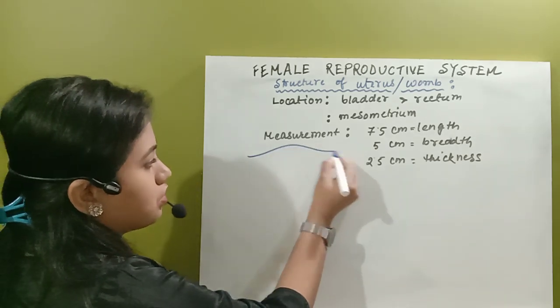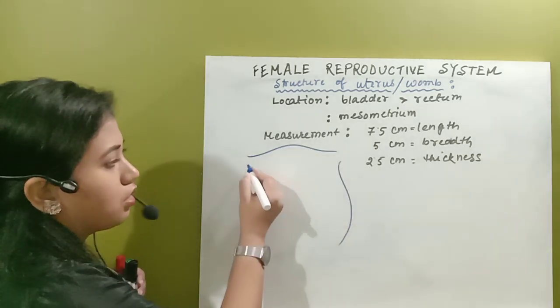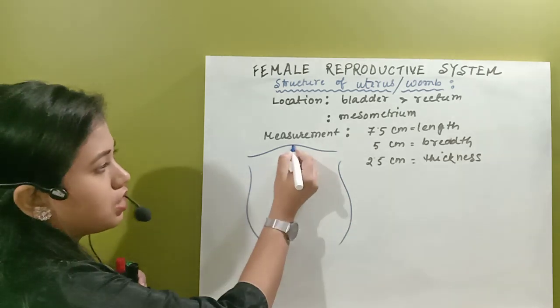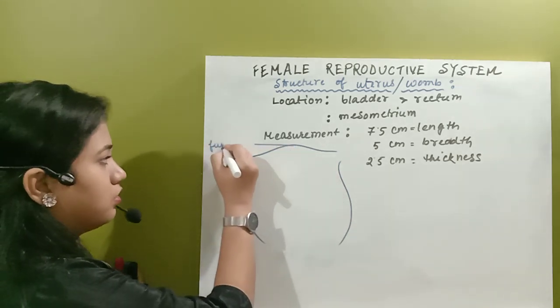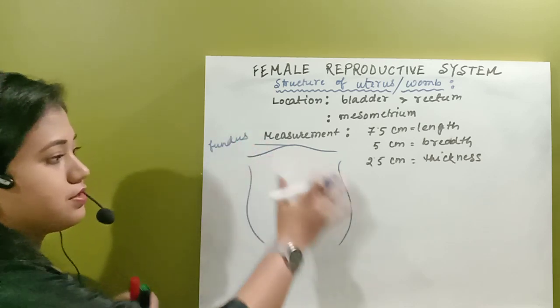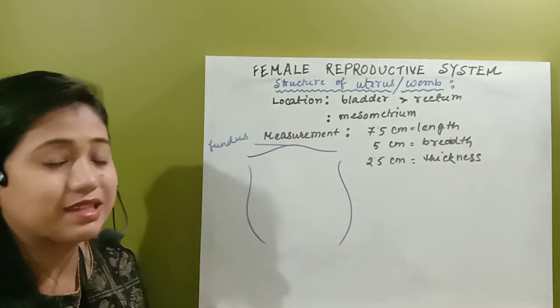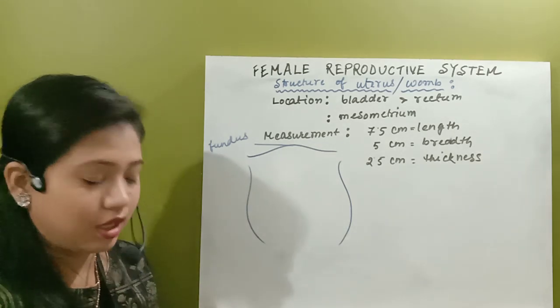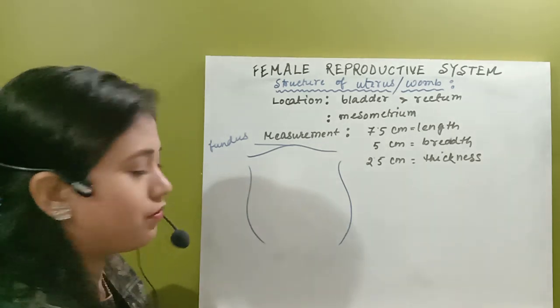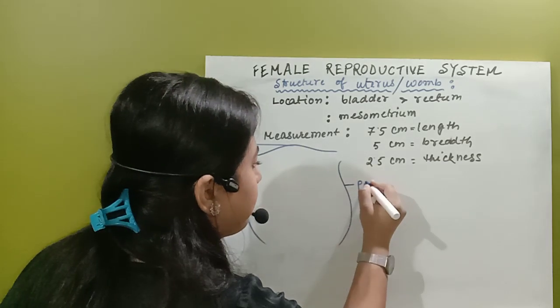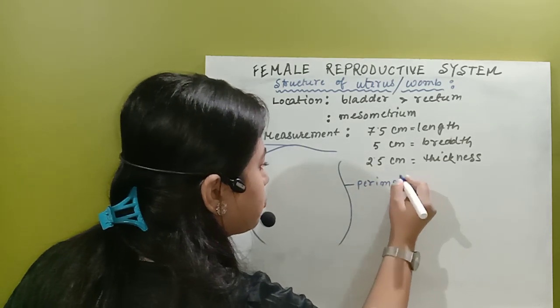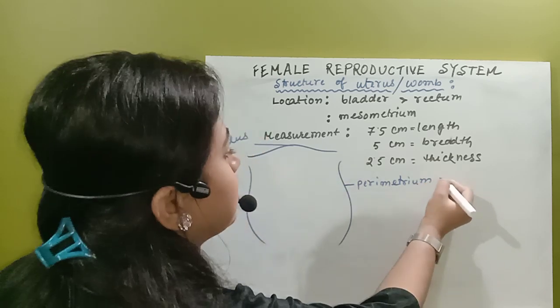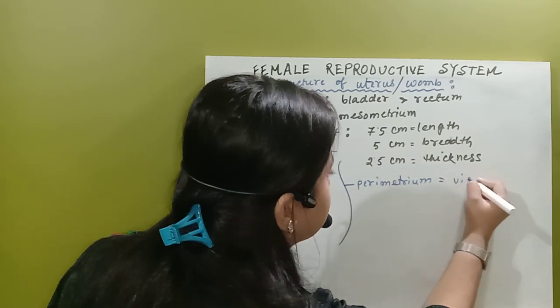So this uterus is going to have the horn. This structure is the fundus. So this is the uterus. This uterus is lined by three membranes, or three coverings. The outermost covering is known as the perimetrium. So this perimetrium is actually the visceral peritoneum.